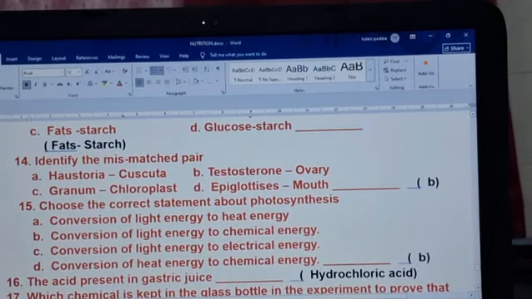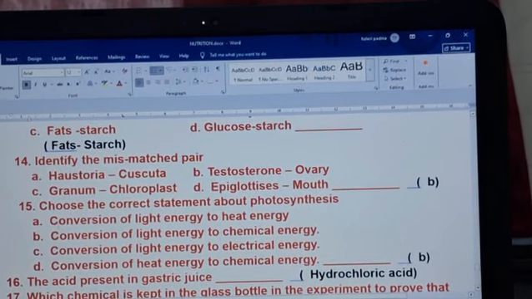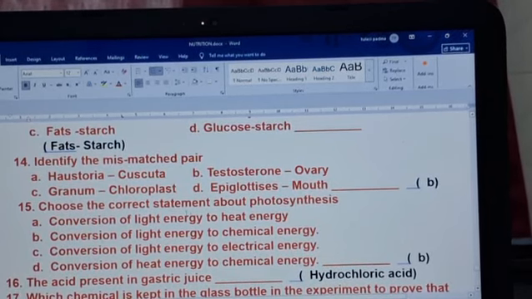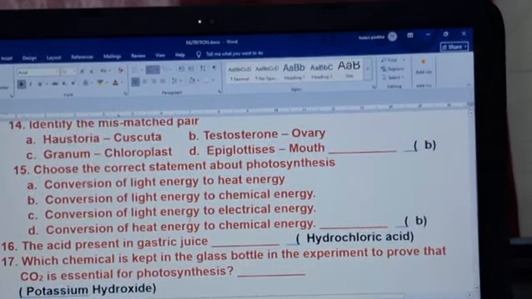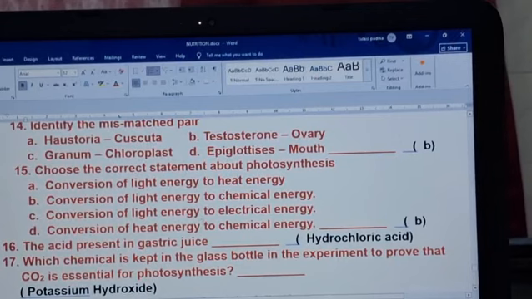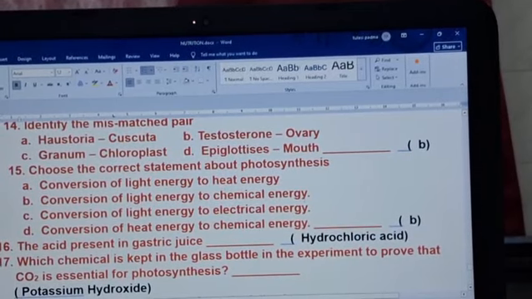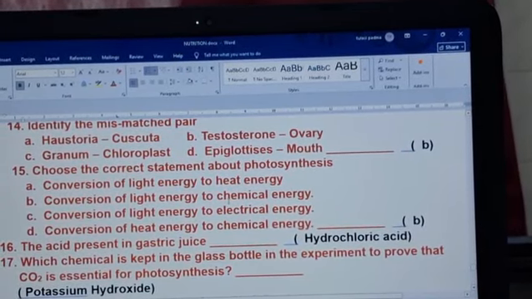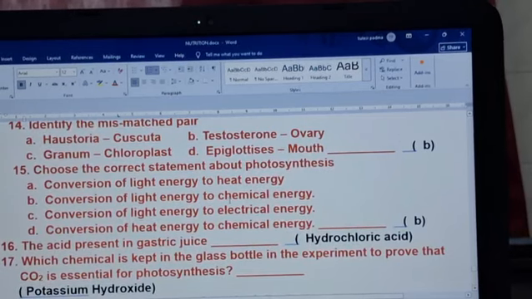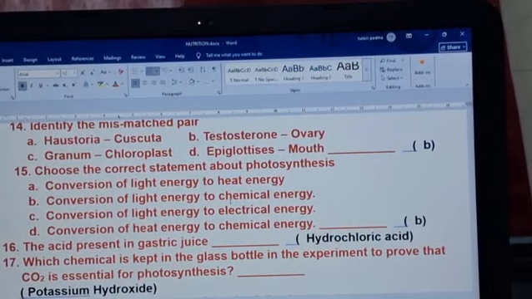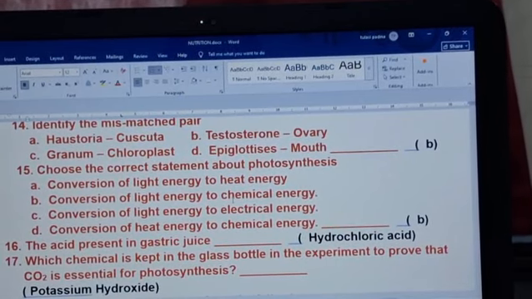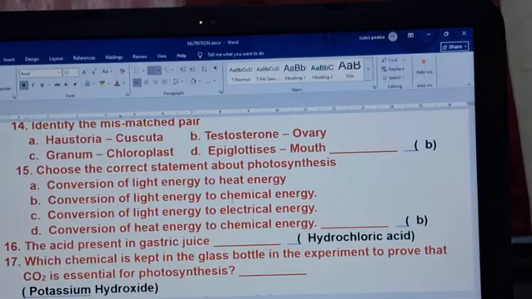Next, 15th one. Choose the correct statement about photosynthesis. Conversion of light energy to heat energy, conversion of light energy to chemical energy, conversion of light energy to electrical energy, conversion of heat energy to chemical energy. Which one? B is correct. Conversion of light energy to chemical energy. Sunlight is generating glucose. Glucose is a compound that is formed, so it is chemical energy.